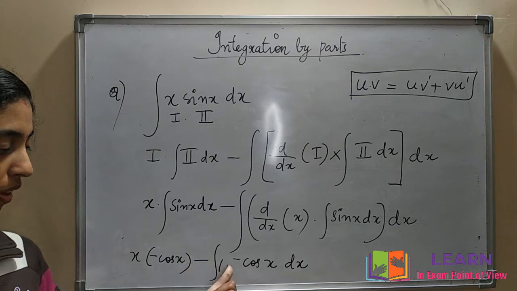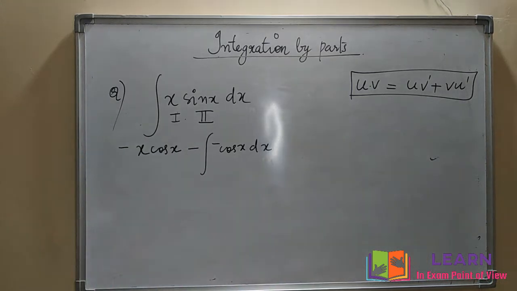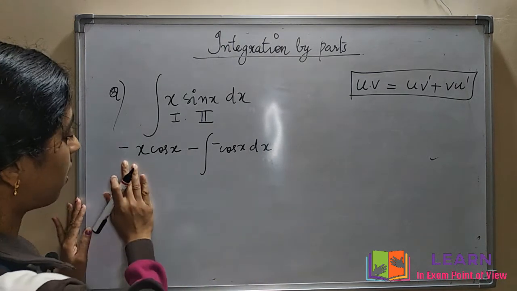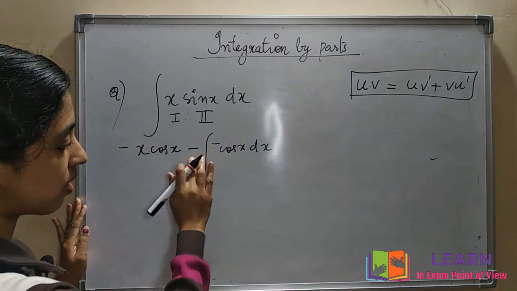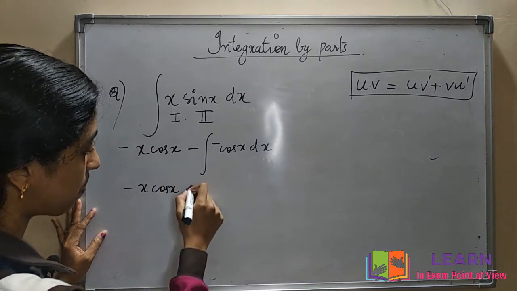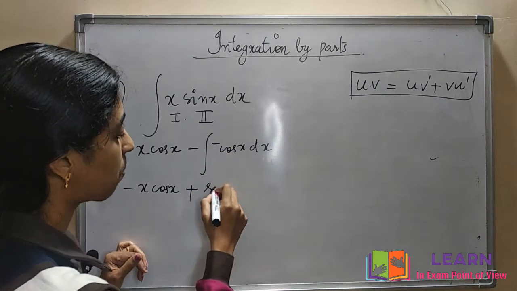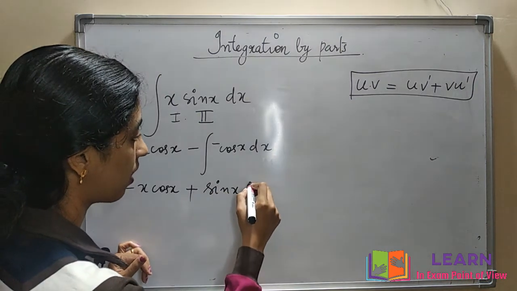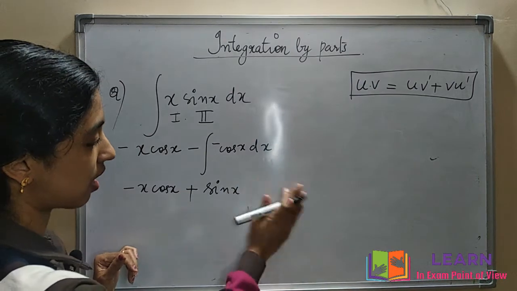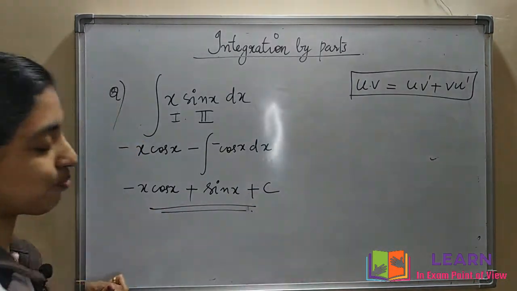Now we can simplify this step once again. So now what will we do? Here minus x cos x. This minus you can take here, so minus x cos x minus plus. Integral of cos x is what? It is plus sin x. No need of dx now, we have integrated the term cos x as sin x. Plus c you can write. So this is the answer.